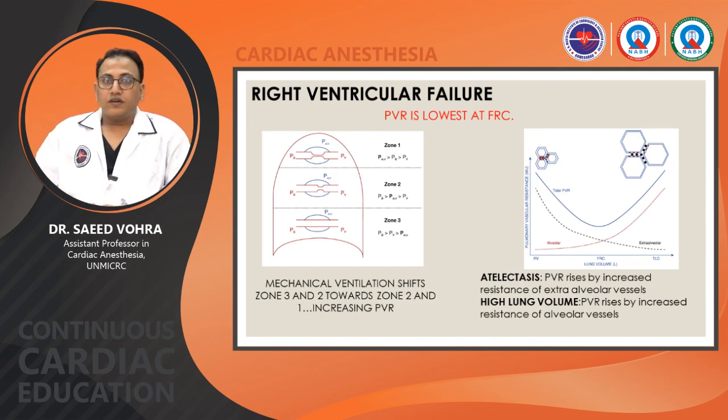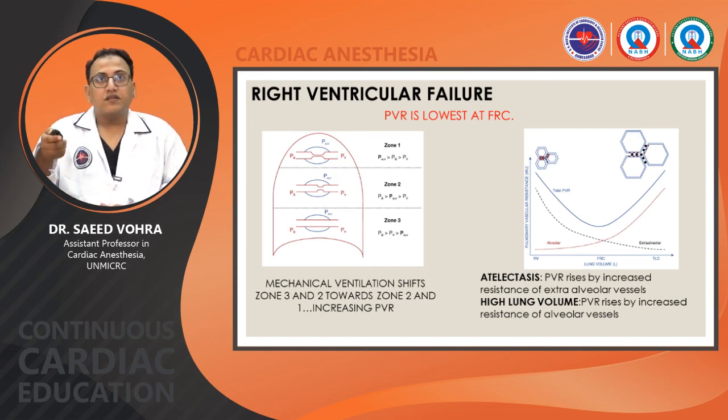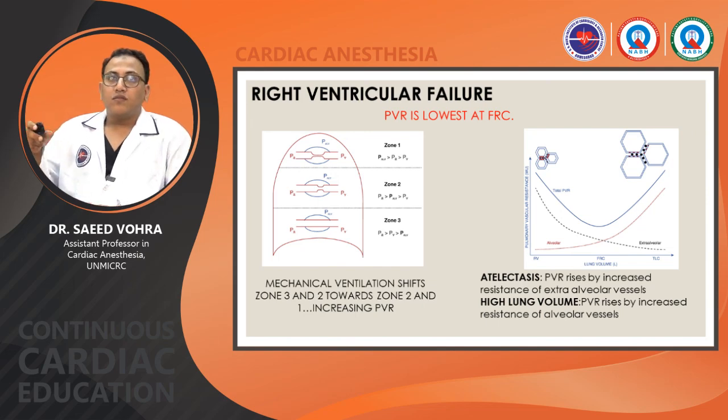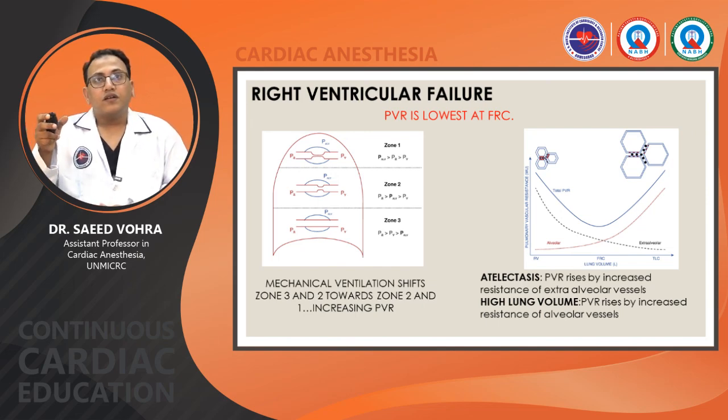So what does mechanical ventilation do? Mechanical ventilation shifts the patients from zones 3 and 2 towards zones 2 and 1 by increasing the alveolar pressure, and hence may increase the PVR. However, if you are balancing the tidal volume and PEEP, then you can have a balance between the PVR and the positive effects of mechanical ventilation.